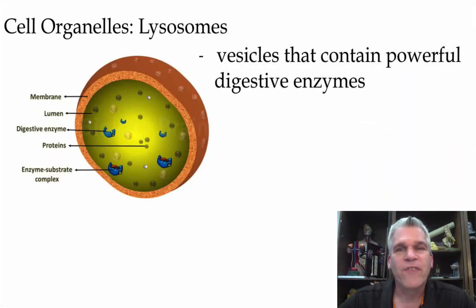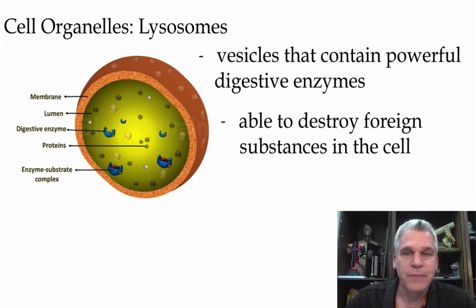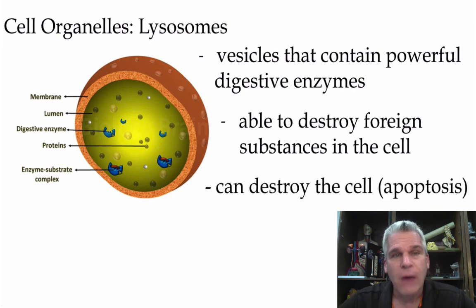Another organelle are the lysosomes. These are simply vesicles that contain very powerful digestive enzymes. Lysosomes can do a couple of things. One, they can destroy foreign substances that might get in the cell. If there's a bacterium or a virus that gets inside the cell, the lysosome can go in and destroy it. However, lysosomes are also able to destroy the cell itself in the process of apoptosis.